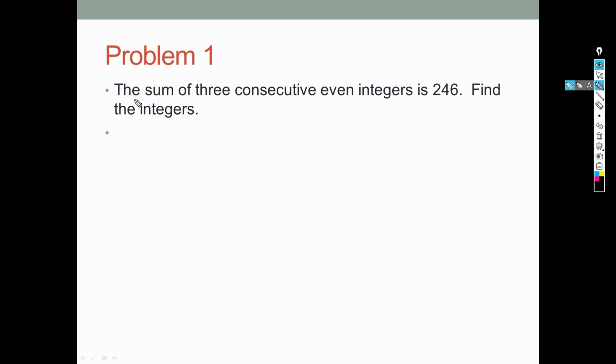Let's read the problem. It says the sum of 3 consecutive even integers is 246. Find the integers. Okay, the most important part of a word problem obviously is to read it and understand what it's asking, understand the terms it's asking for. So here we're talking about even integers, so we have to know what the integers are.